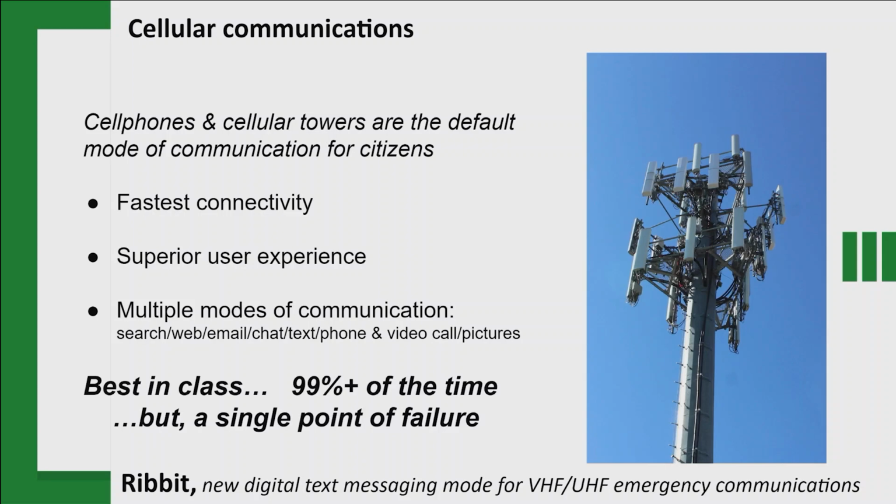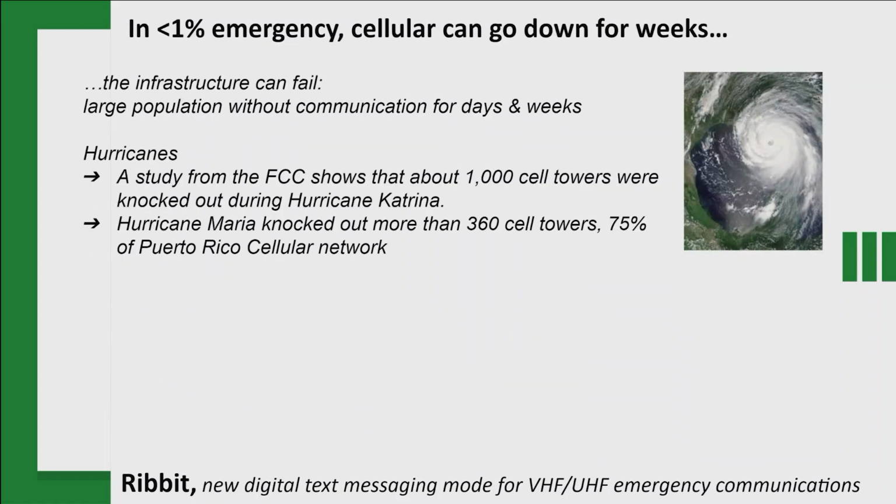However, it's a single point of failure, and it's going to work really great 99.5% of the time, no question about that. However, in less than 1% emergency case, cellular can go down for weeks. Infrastructure can fail, and when it does, you have a large population without communication for weeks. During Hurricane Katrina, about 1,000 cell towers were knocked out. That was GSM, early days.